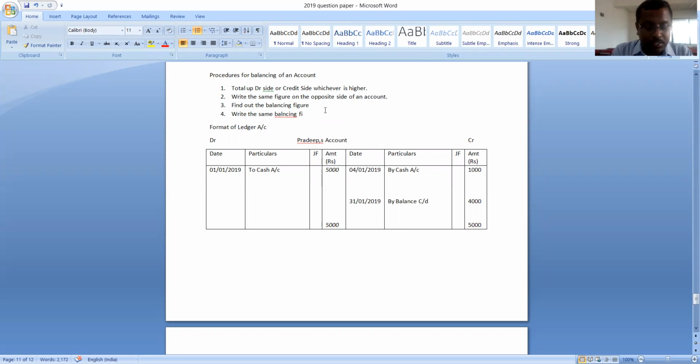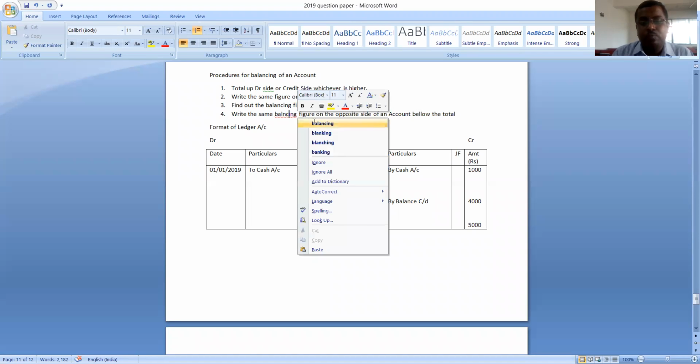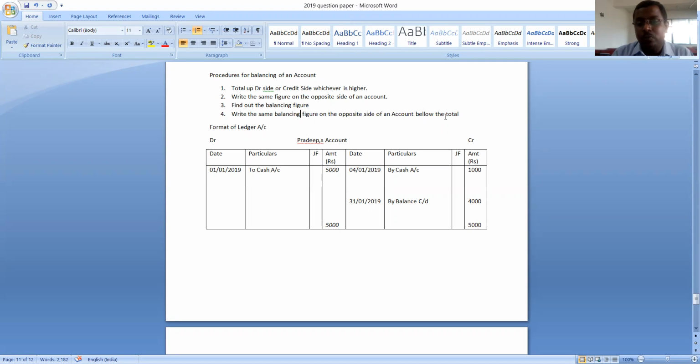Write the same balancing figure on the opposite side of an account, below the total. Yes, this is the last step. See here, write the same balancing figure on the opposite side of an account below the total.